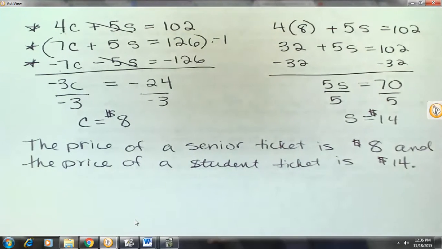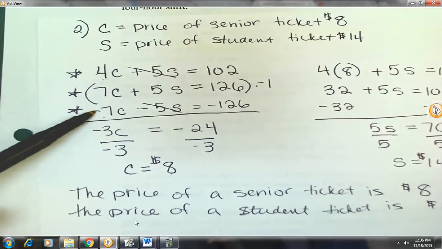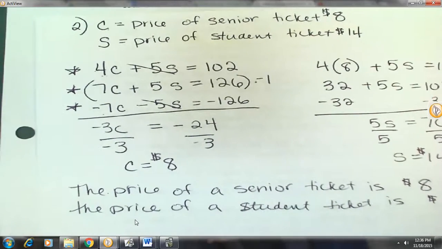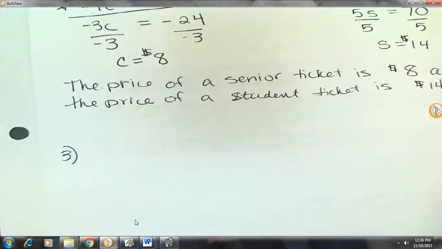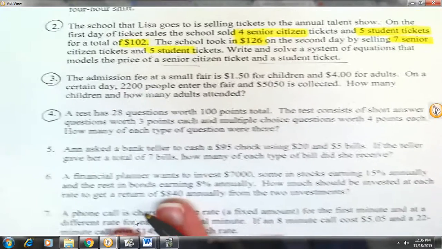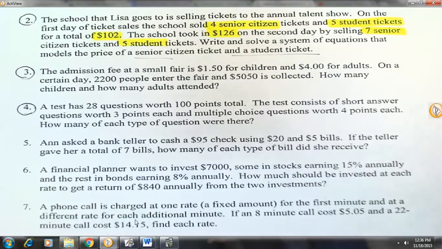So once again, I want you to define your variables, which we did at the beginning. We're going to write our system of equations, and then we will solve. Let's go to example number 3. Number 3 says the admission fee at a small fair is $1.50 for children and $4 for adults. On a certain day, 2,200 people enter the fair and $5,050 is collected. How many children and how many adults attended?